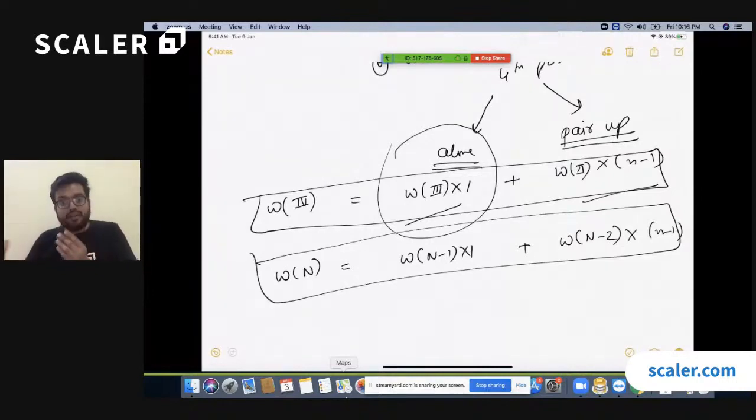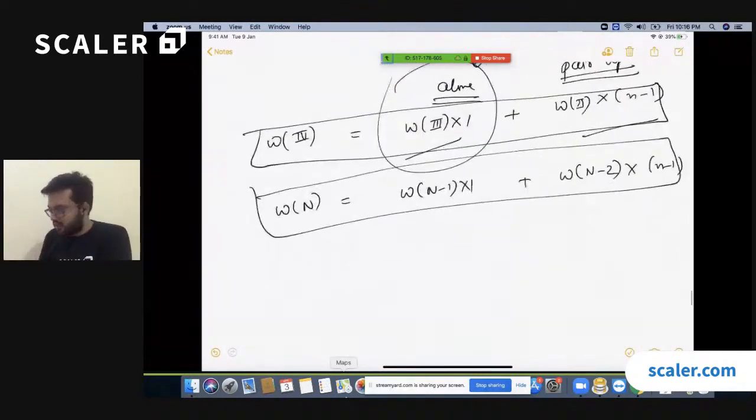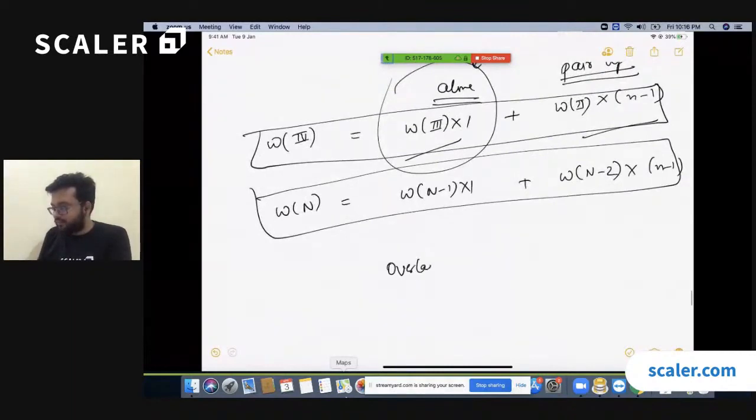I have just proven that yes, this problem has optimal substructure. The moment I prove that this problem has optimal substructure, recursion can solve the problem for me. To move from recursion to dynamic programming, I need to look at the second feature, which is overlapping subproblems. Do I see the problems overlapping?